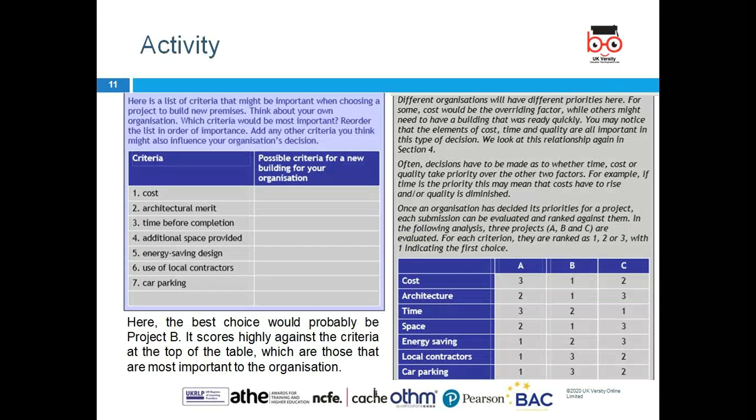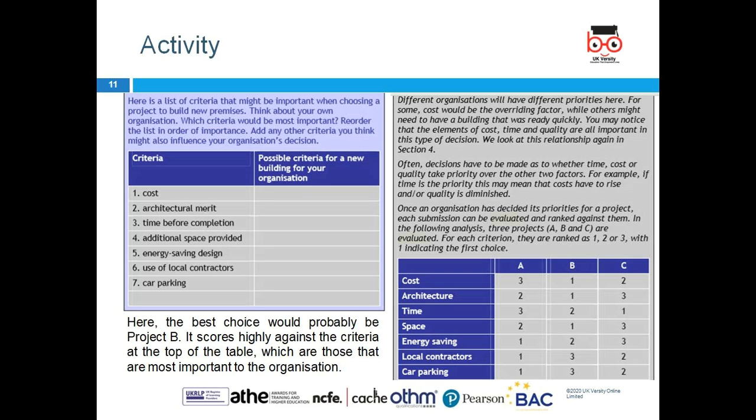Does anybody have any question? So I set up an activity for you here. Think about and identify the list of criteria that might be important when choosing a project. So maybe we can look at the cost, the architectural merit, the time before completion if that is crucial for you, additional space provided, energy saving design, use of a local contractor, car parking. All this is within the project. We can look at the projects, and then we can do the priority.